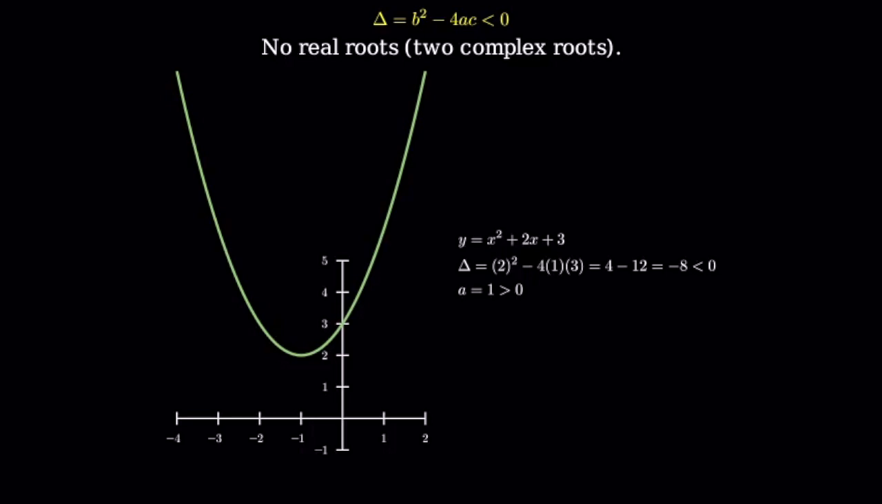Conversely, if a is negative and the discriminant is negative, the parabola opens downwards and stays entirely below the x-axis. Consider y equals negative x squared minus x minus 1. The discriminant is negative 1 squared minus 4 times negative 1 times negative 1, which is 1 minus 4, or negative 3. Since a is negative and the discriminant is negative, the graph is always below the x-axis.